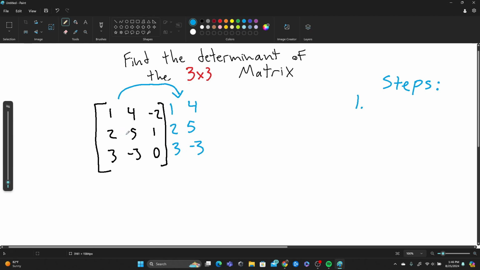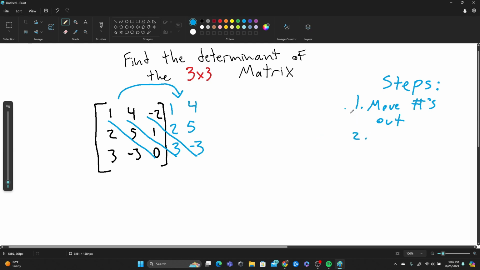Next, similar to what we did in the 2 by 2 matrix, you're going to want to find the product of these 3 numbers, right, going forward, these 3 numbers, and these 3 numbers. So step 1 is move the numbers out, or rewrite the numbers on the outside.